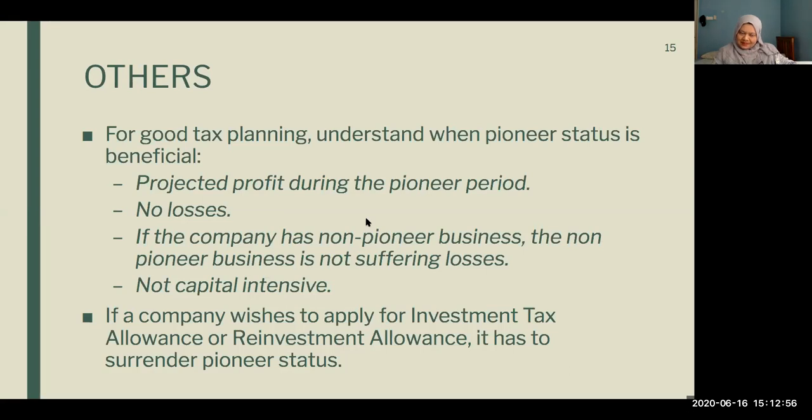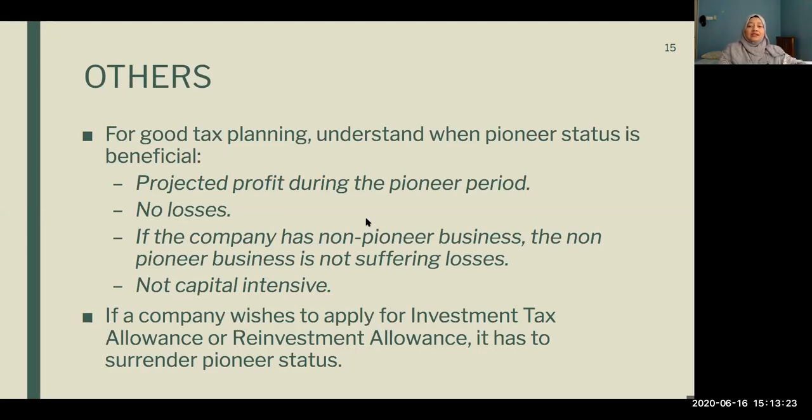Okay, madam, 0. If your SI is 0, then the 70% abated is 0. So how much goes into your exempt account? 0. So why should you go for exemption then? It doesn't help the company at all. It doesn't make any difference. So if the company projects to have a profit during the pioneer period, then you may consider pioneer status.